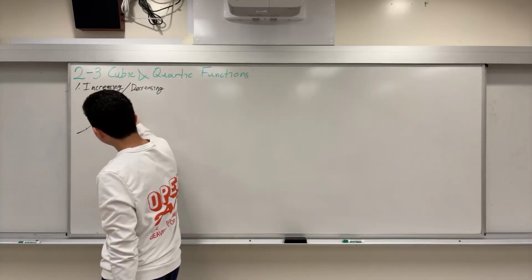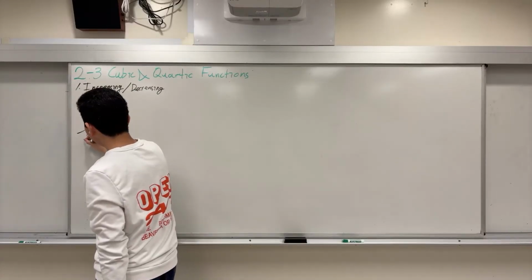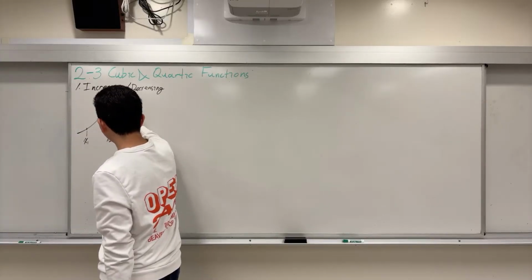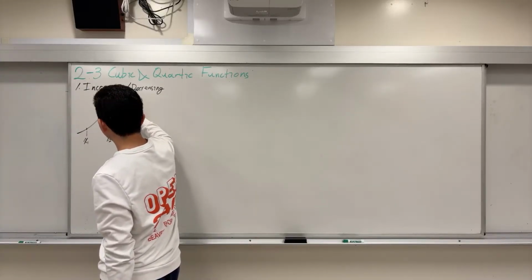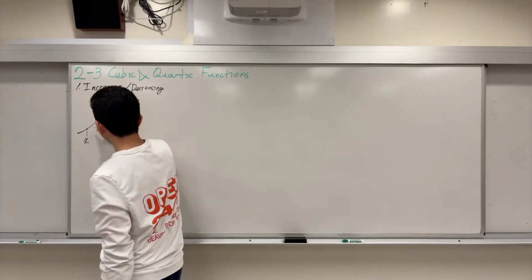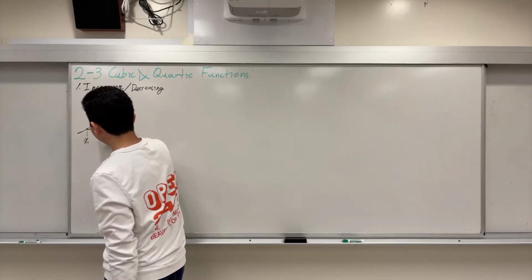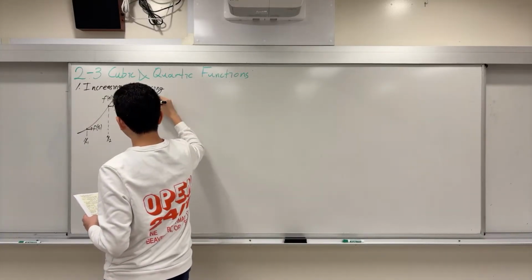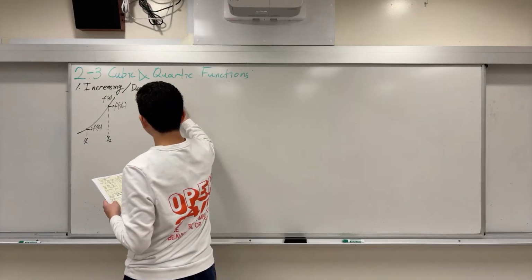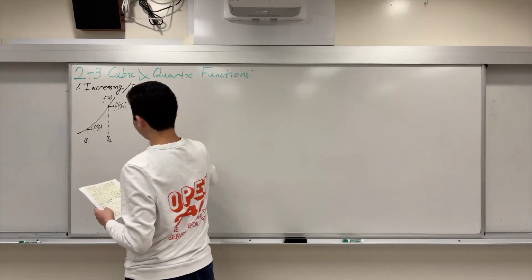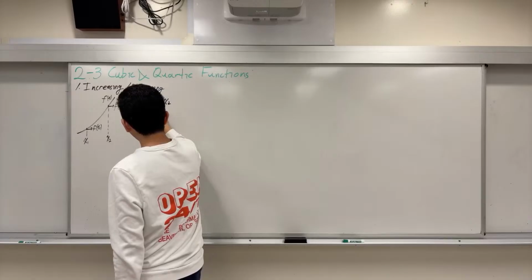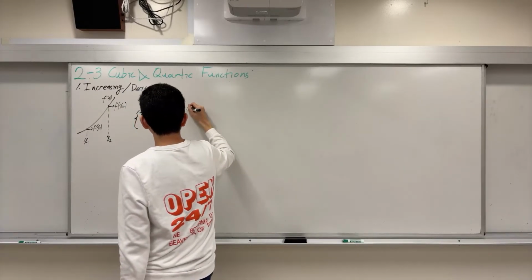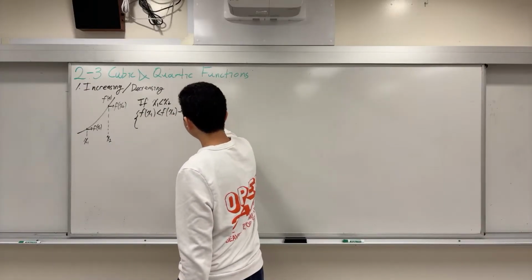We can take 2 separate points on the curve. Let's call the x-coordinate of this one x1 and the x-coordinate of this one x2. And then here we'll call this f of x, and then we'll have f of x2 and f of x1 as our y-coordinates, okay? So let's say that x1 is always less than x2, that's how we set it up. There are 2 possible scenarios. If f of x1 is less than f of x2, we call that the function is increasing.